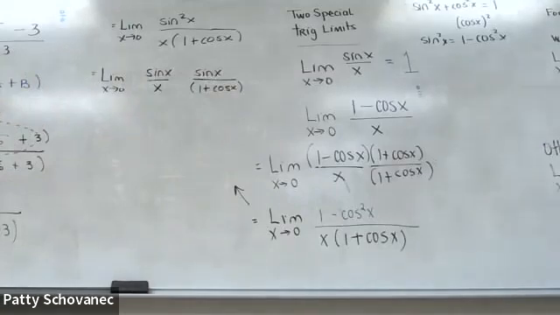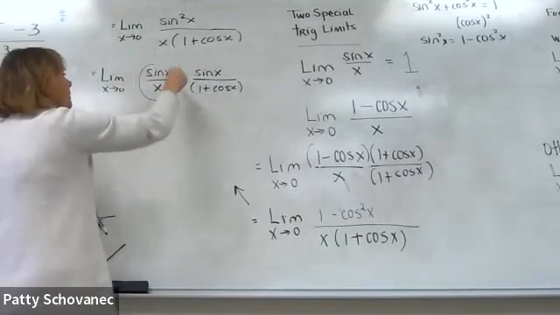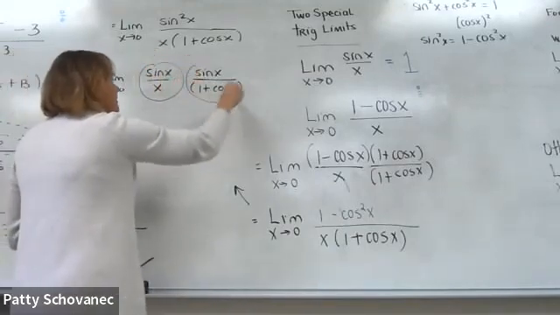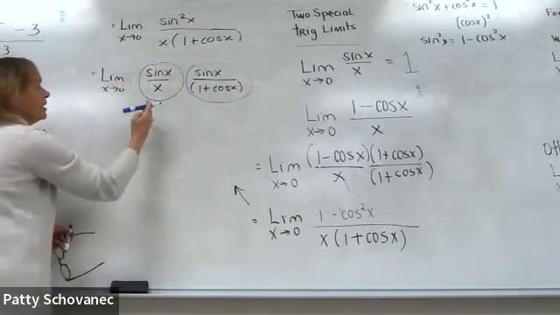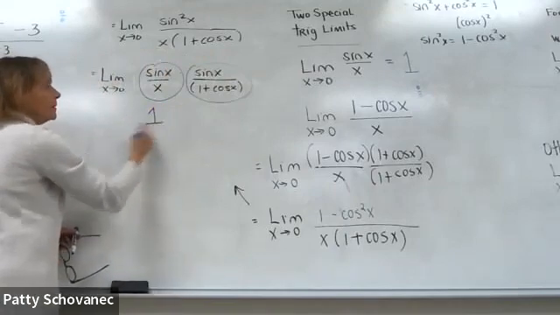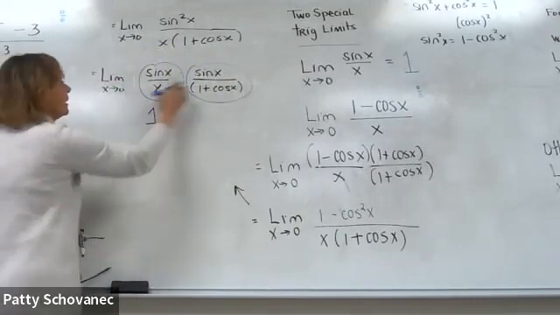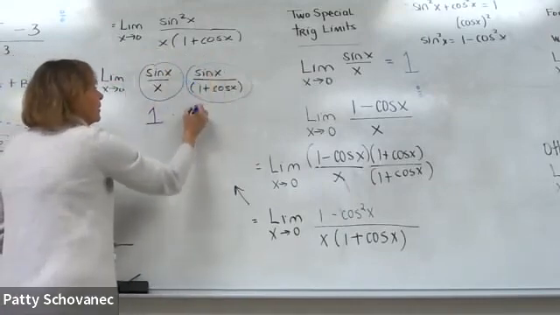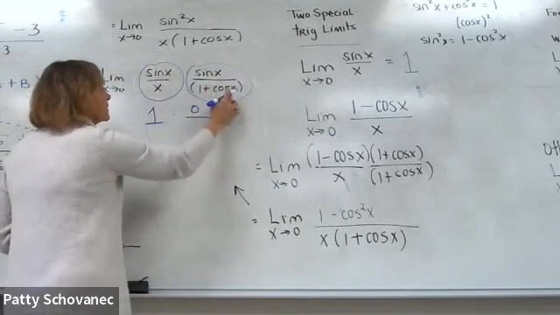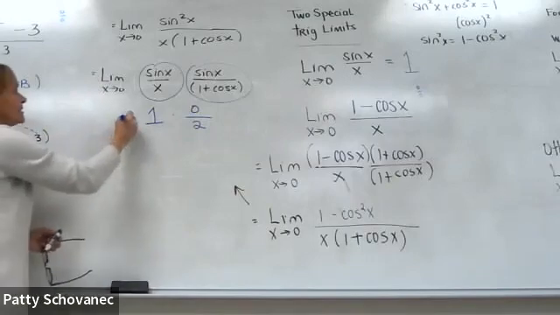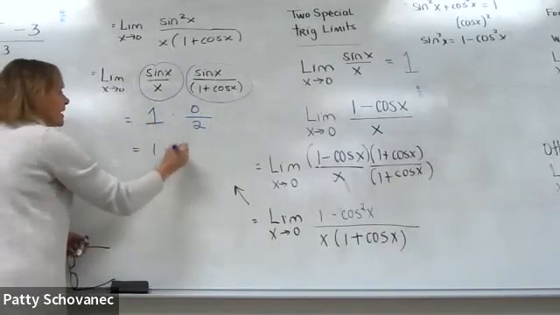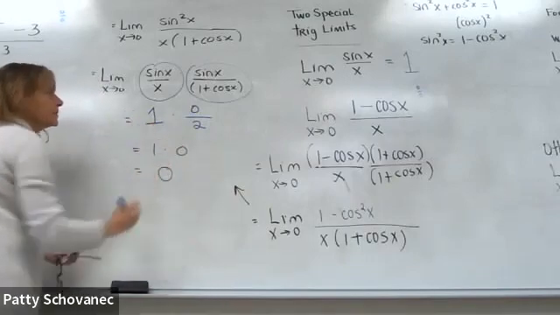But now remember that if I have a limit of a product, I can write that as the product of the limits. I can take the limit of the first term, multiply it by the limit of the second term. The limit of the first term is my special limit. That's 1. When I go over here, I get sine of 0 over 1 plus the cosine of 0. Cosine of 0 is 1. So I get 1 times 0 over 2, which is 1 times 0, and that's 0.